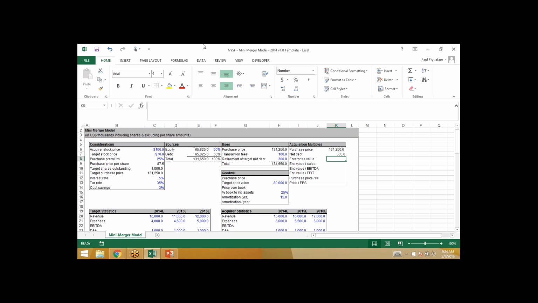Why do we need that? Because we're going to need market value and also enterprise value. Enterprise value is market value plus the debt. Enterprise value is the market value of the purchase price plus the net debt. Notice to not use the total uses as enterprise value. Some people do that. Total uses includes fees. Fees are not part of enterprise value.